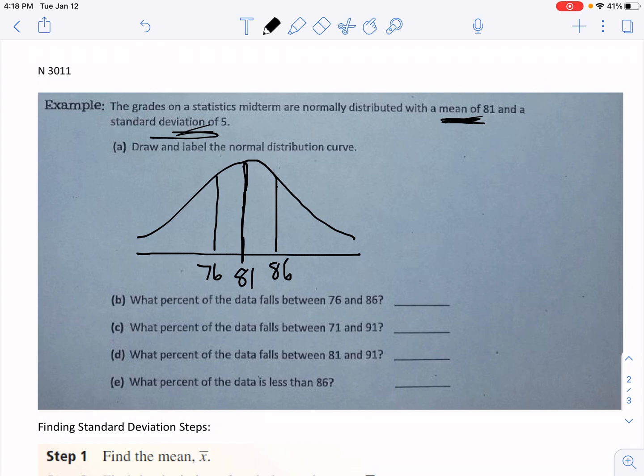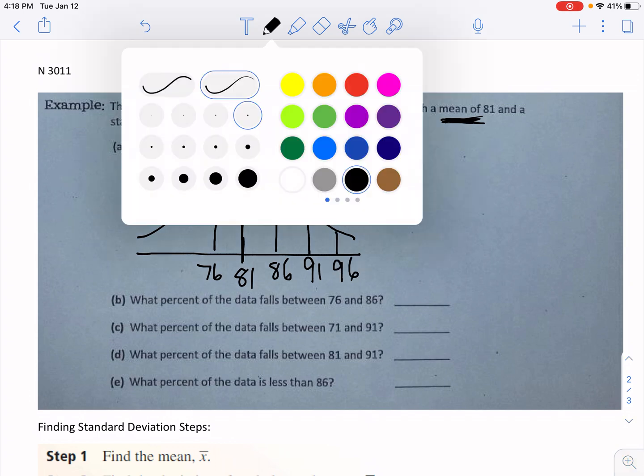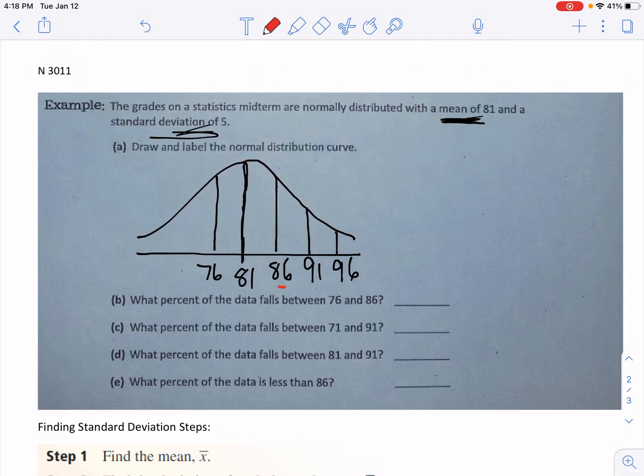Well, let's go ahead and see if we can kind of go out to 3 or 4 standard deviations. So 2 standard deviations away, I just need to add 5 to 86. 86 plus 5, we get 91. Let's go one more. 91 plus 5, we get 96. Okay, so if we're looking at this, this would be 1 standard deviation away, 2 standard deviations away, and 3 standard deviations away in the positive direction.